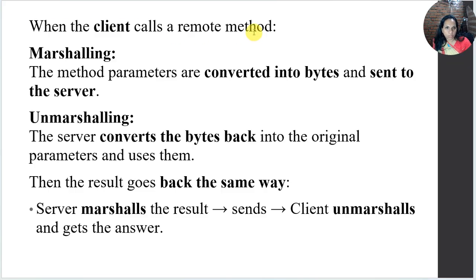When the client calls a remote method, in marshalling the method parameters are converted into bytes and sent to the server. In unmarshalling, the server converts the bytes back into the original parameters. Then the result goes back the same way. That is, the server marshals the result and sends it, then the client unmarshals it and we get the answer. This is called marshalling and unmarshalling. And this is all about RMI.